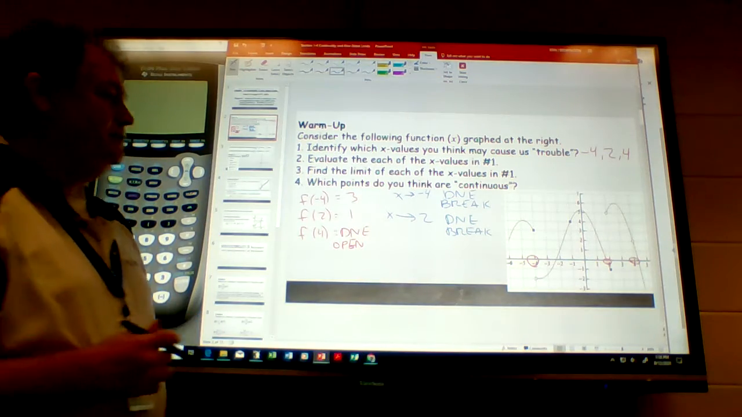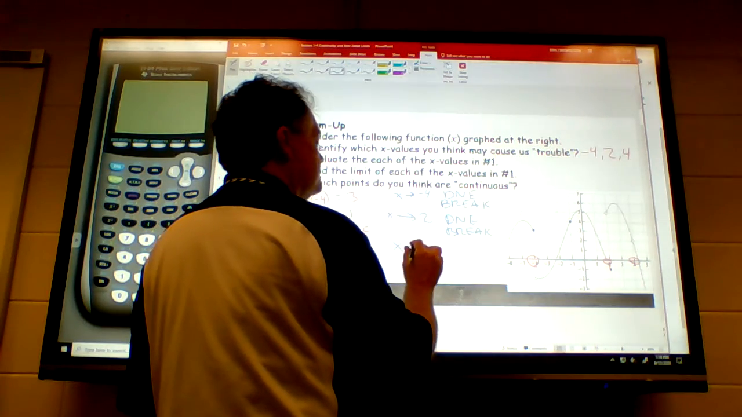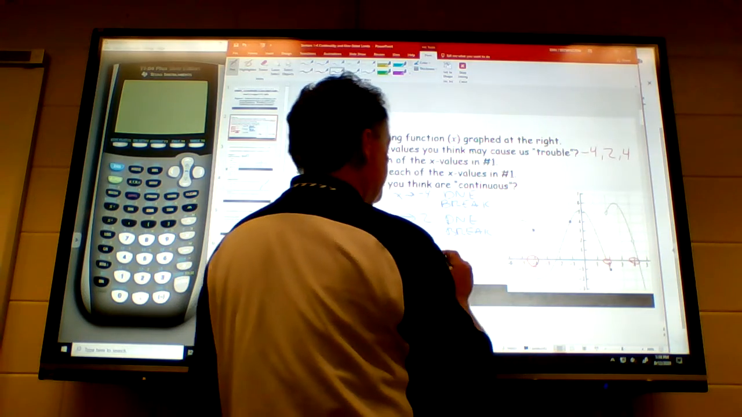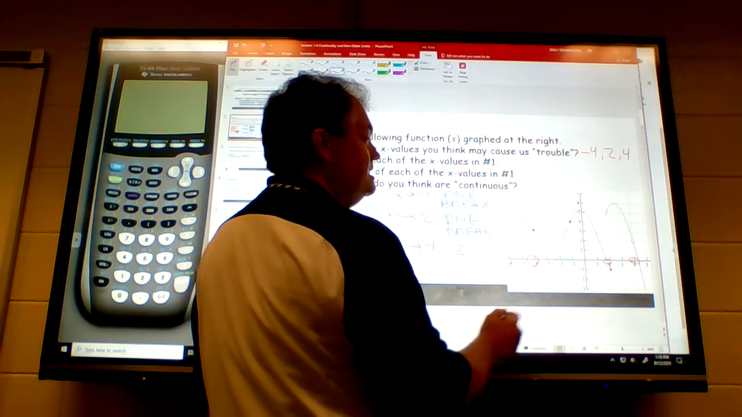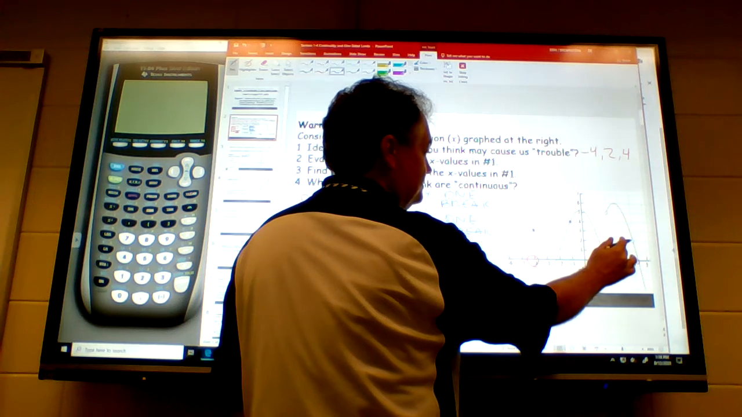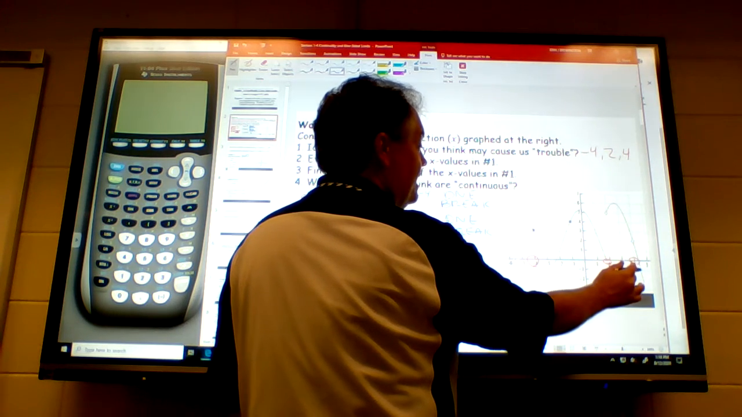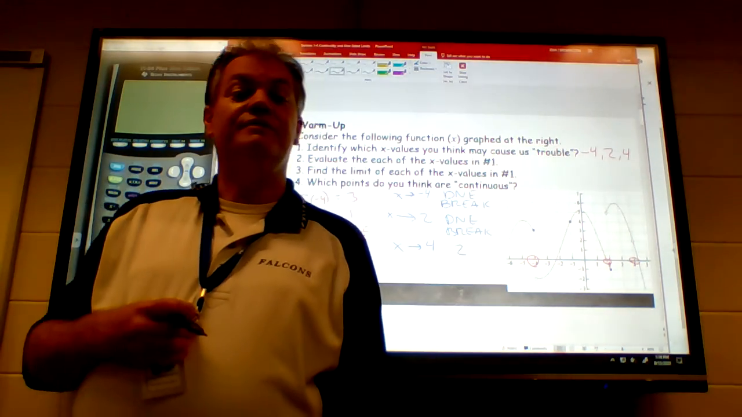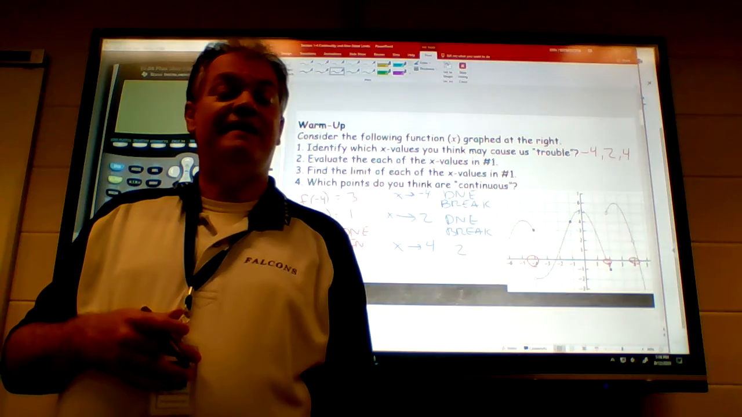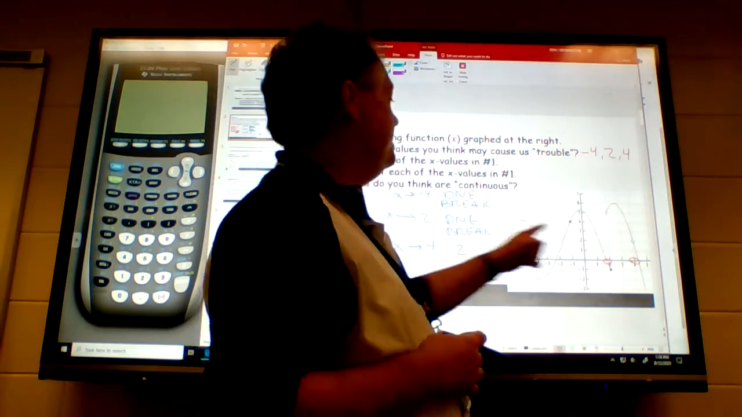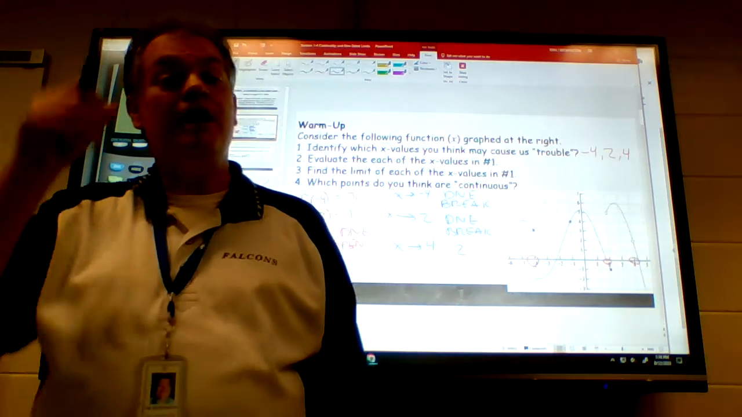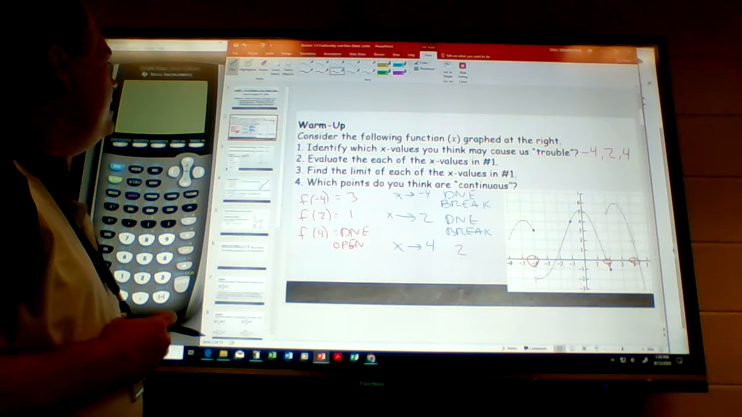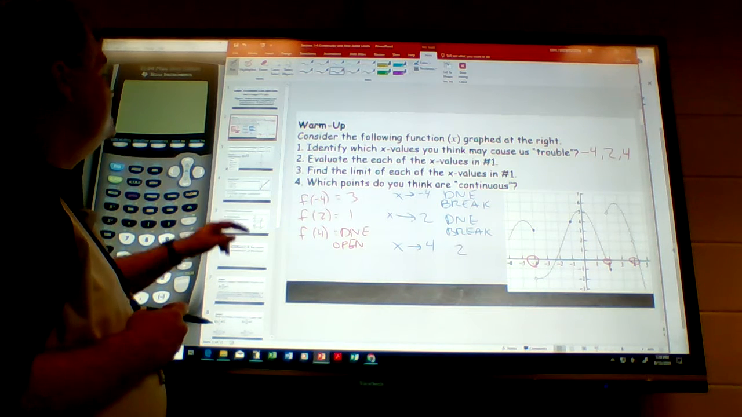Now, finally, the last one, as x approaches 4, the limit is actually +2. The reason is because from the left, it approaches +2, and also from the right, it approaches +2. So both the left and the right, it approaches +2. Therefore, the limit does exist at that point. Even though the function value does not exist when x equals 4, the limit does exist. We're going to talk more about that as this section goes on.